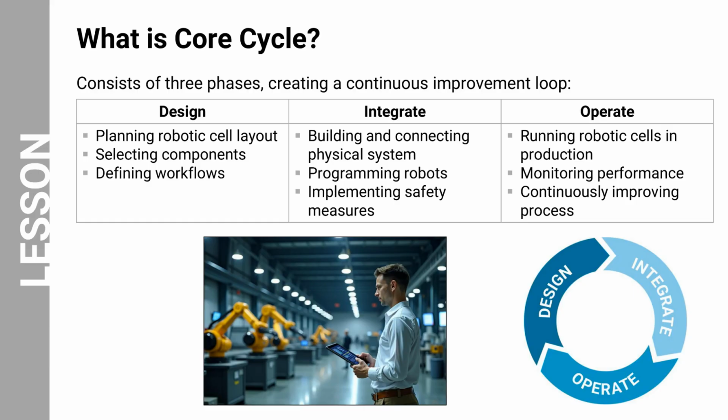Moving into the integrate phase, teams focus on building and connecting the physical system. Robot programming is implemented according to defined workflows. Critical safety measures are integrated into the system during this phase. Finally, in the operate phase, robotic cells are put into actual production. This is also the stage where performance is continuously monitored through key performance indicators, and teams identify opportunities for process improvement. Feedback from operations is considered for future design modifications.